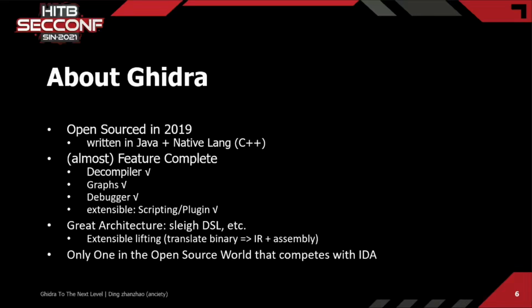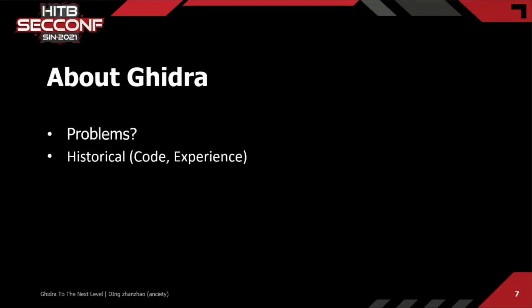That I think is one of the strongest features Ghidra has compared to other tools. To sum up a little, Ghidra is the only one in the open source world that competes with IDA. Man, how I wish Ghidra was just that perfect, but the world doesn't go that way. Since Ghidra is a project of at least 20 years of development, the historical issue is becoming its problem. We have historical code in Ghidra, and we might also encounter historical user experience issues.